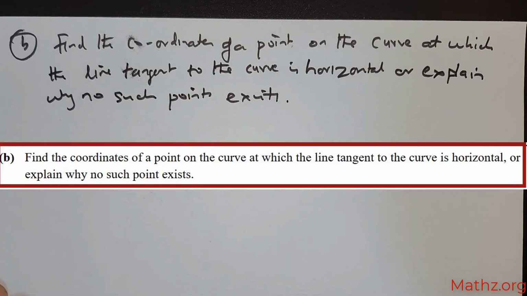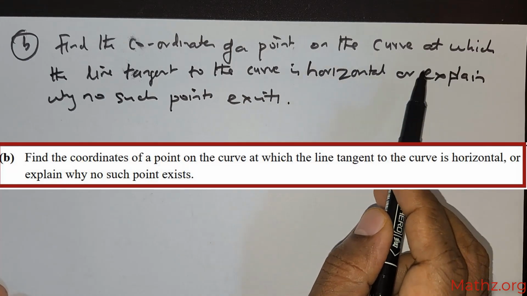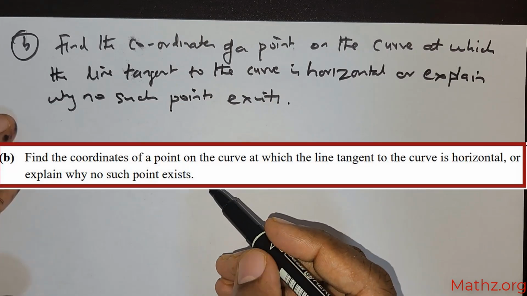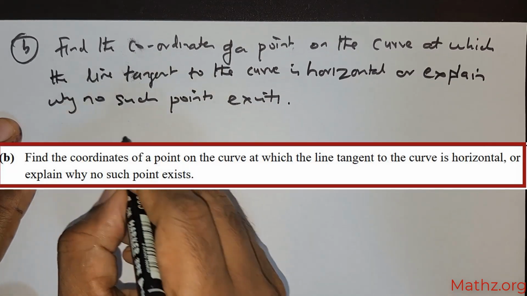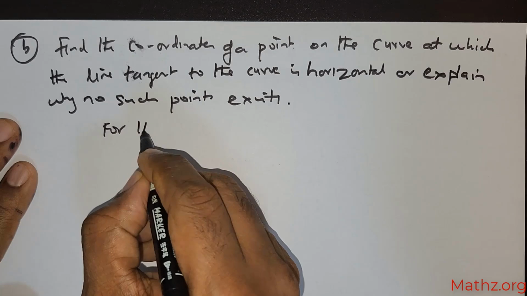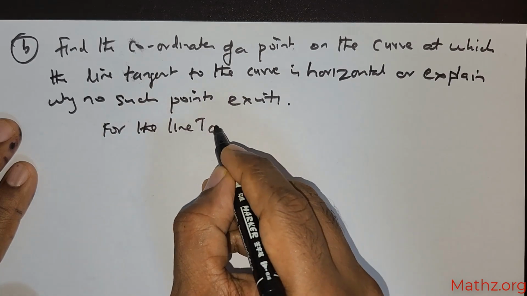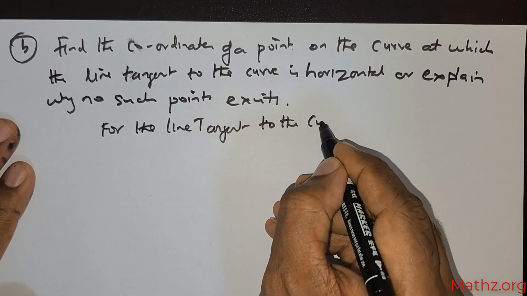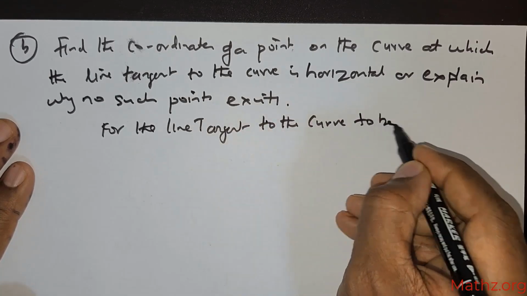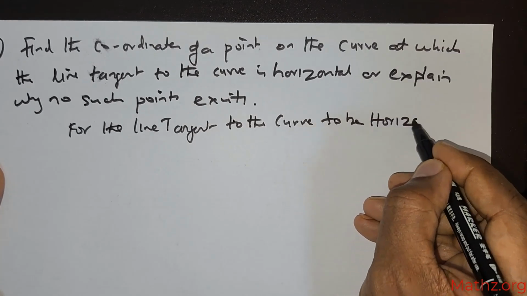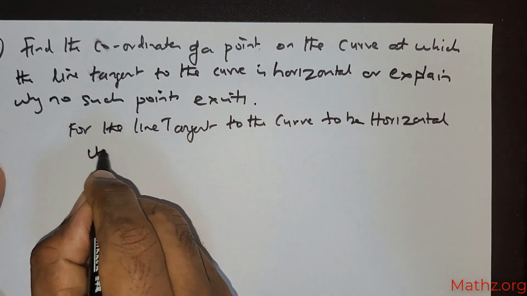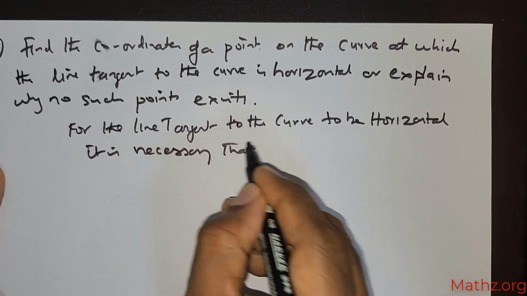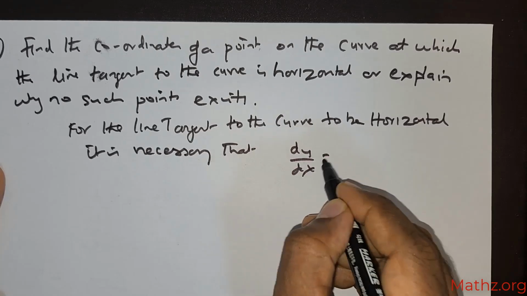Okay, so this is the next question, question B. Find the coordinates of a point on the curve at which the line tangent to the curve is horizontal, or explain why no such point exists. So this is the first requirement. For the line tangent to the curve to be horizontal, it is necessary that dy/dx is equal to 0.